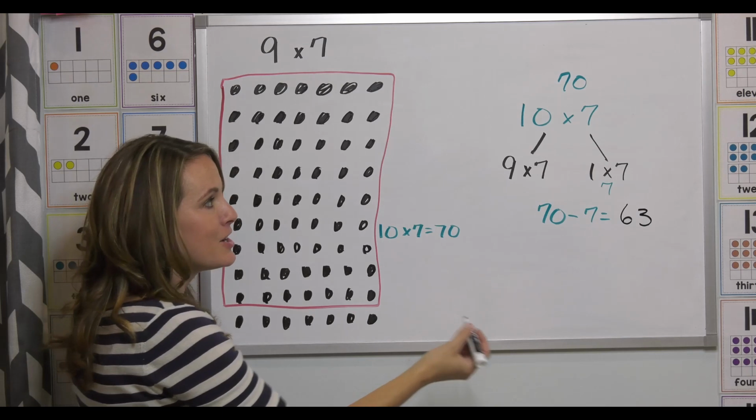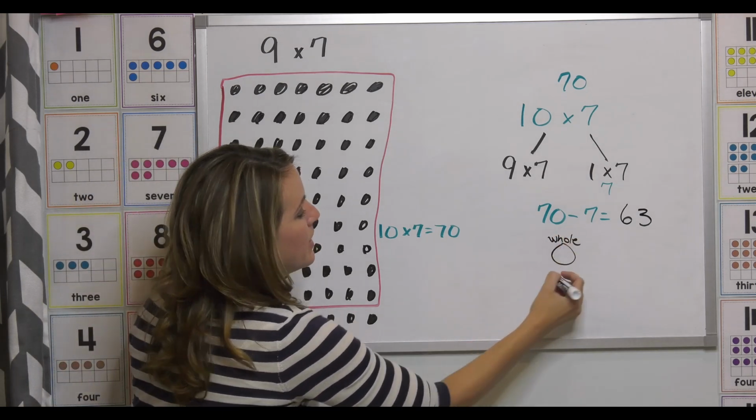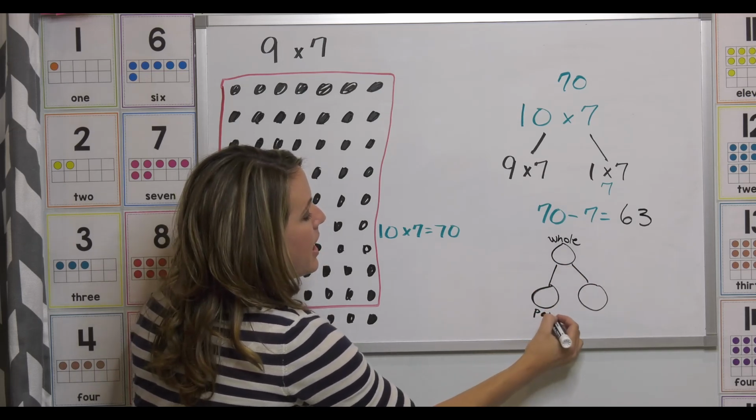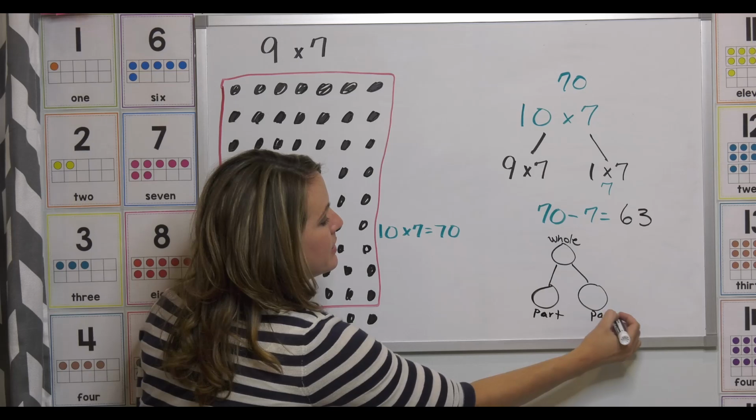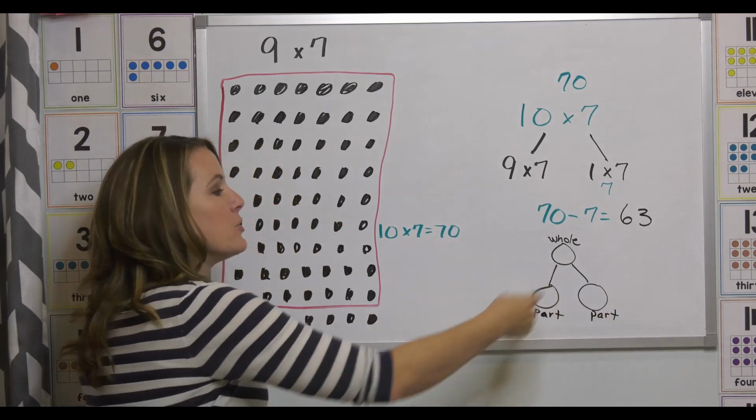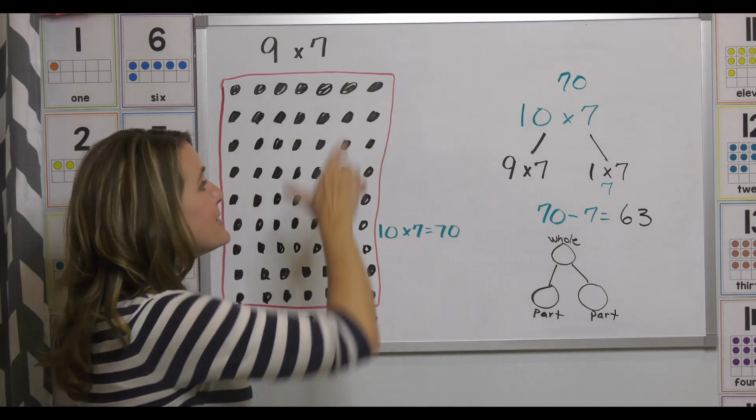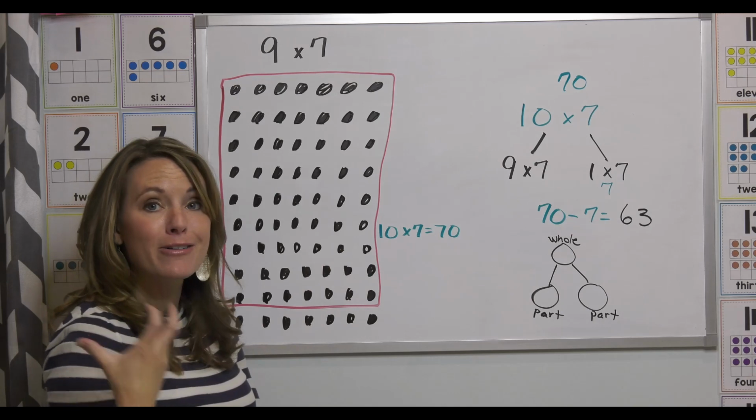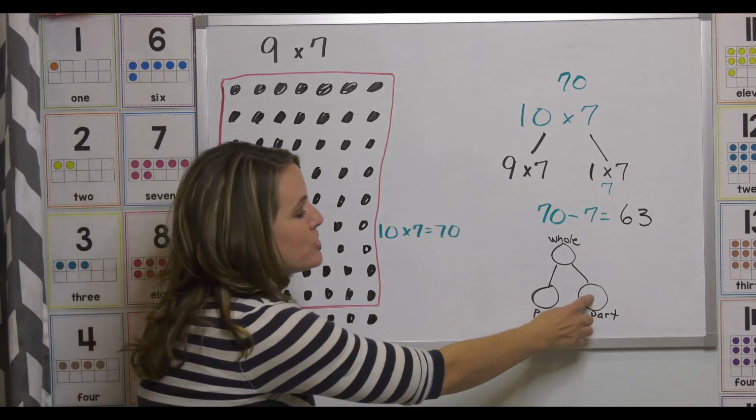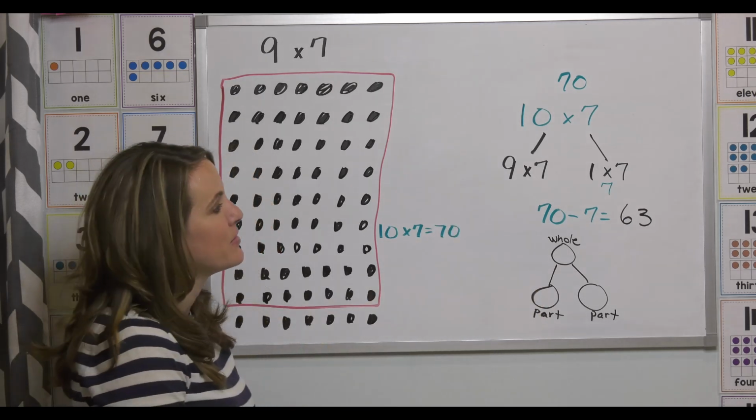So it's just like a number bond, where you have the whole and the parts. In order to add, you add the parts to get the whole, but when you're subtracting, you have the whole, and you take a part to get the other part. So we had to make a different whole, thinking about 10 groups of 7, and subtract that extra group in order to find the group we really want, 9 groups of 7.